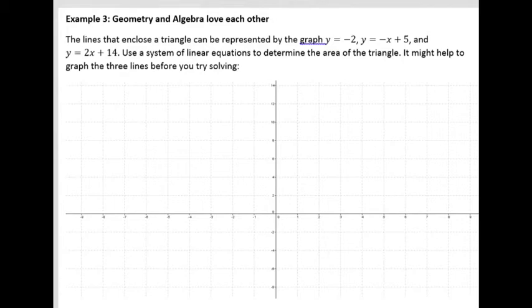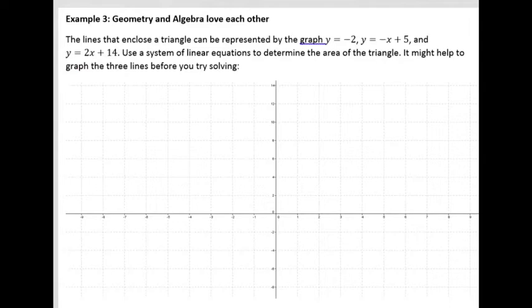So I've got three lines that enclose a triangle, or just three lines that I draw that make a triangle, and those three lines are described by the equations y equals -2, y equals -x plus 5, and y equals 2x plus 14. Okay, so let's graph these three lines just to get a picture of what our triangle looks like.